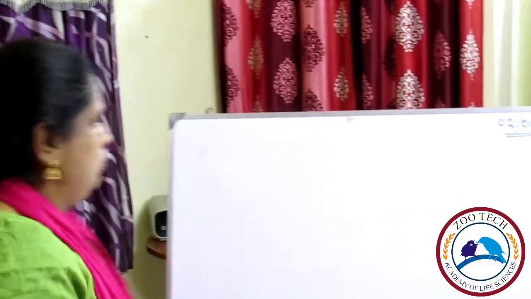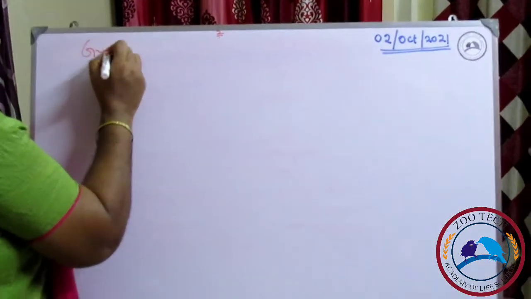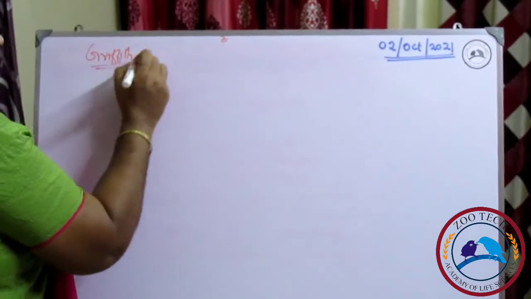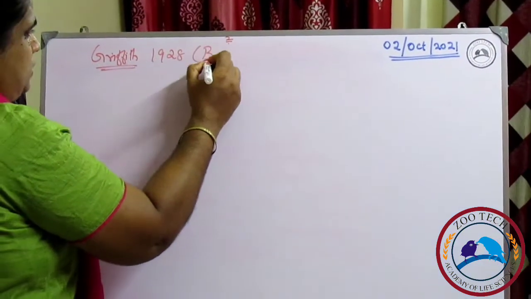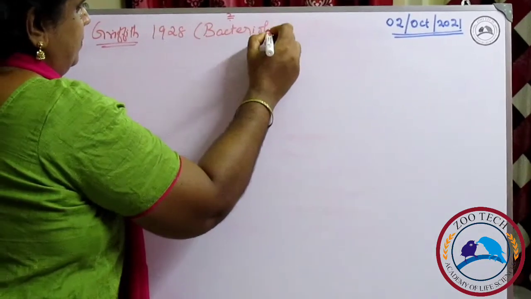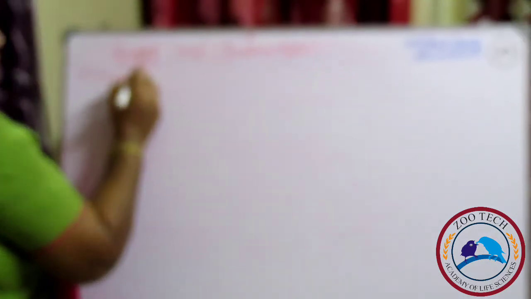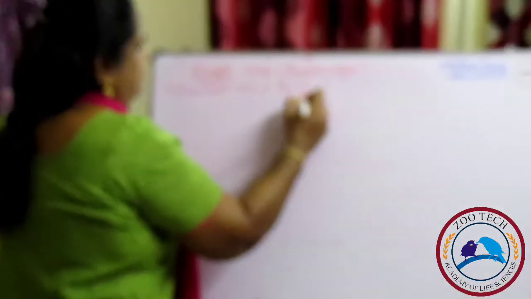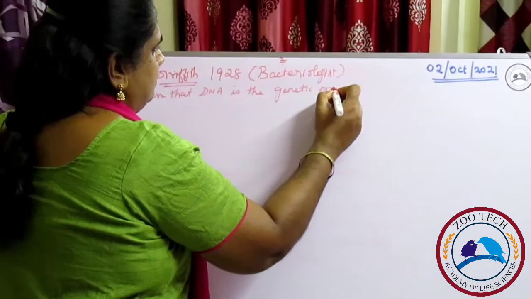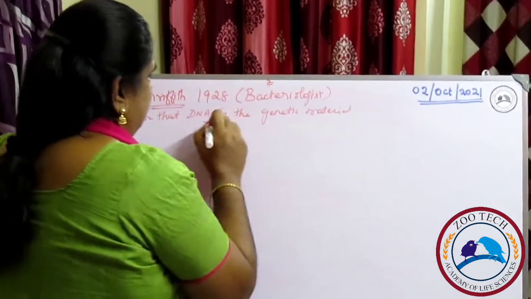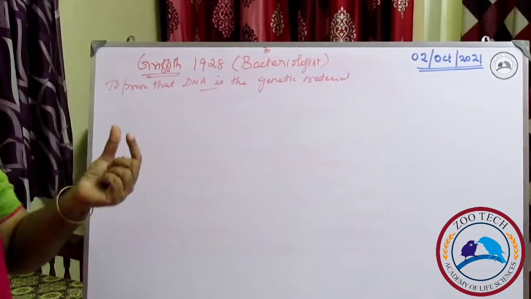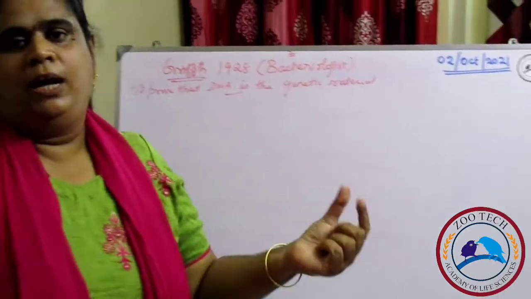The first experiment to prove that DNA was acting as a genetic material was the Griffith experiment, in the year 1928. He was the bacteriologist. So, for that, Griffith has taken two organisms.